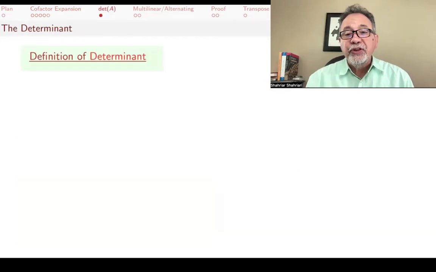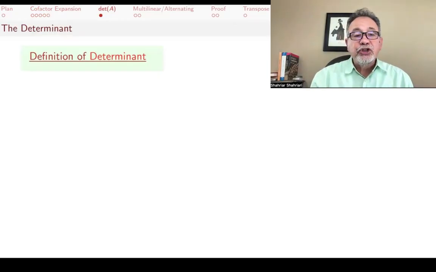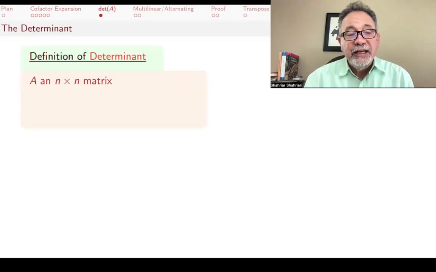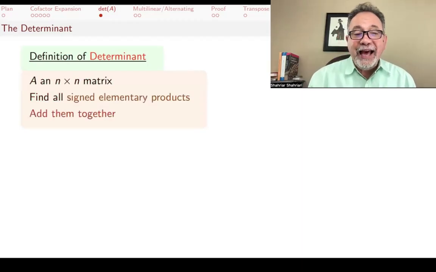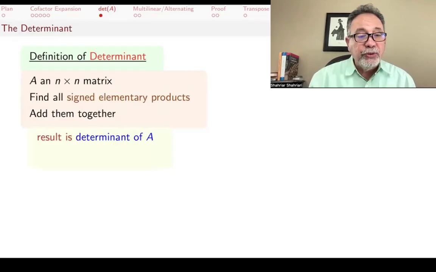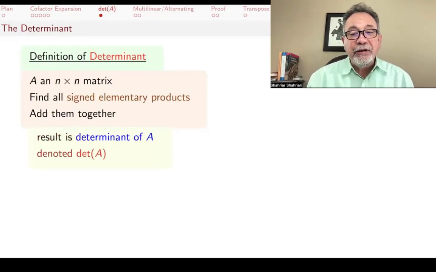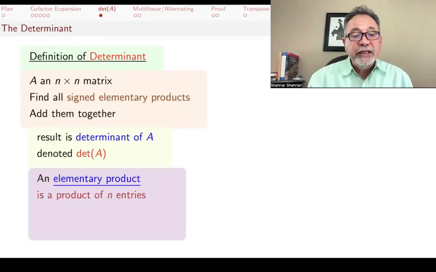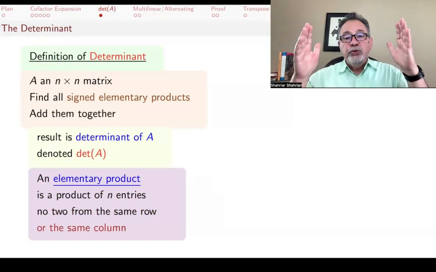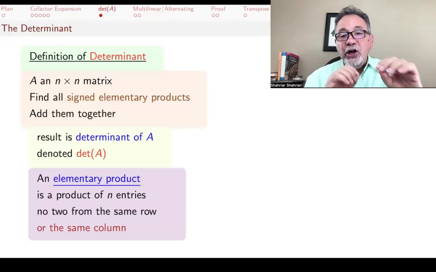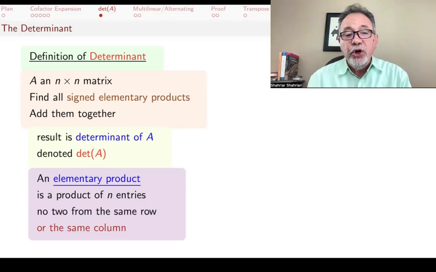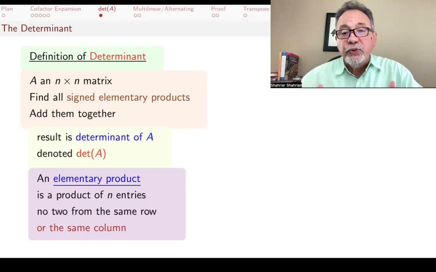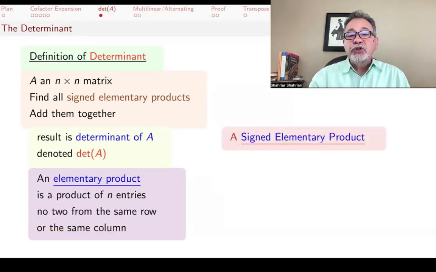Let me remind you of some of the things that came in previous videos. So, the definition of the determinant: the way I define determinants is that if A is an n by n matrix, you find all signed elementary products and then add them together. The result is called the determinant of A and denoted by det(A). And what's an elementary product? It's a product of n entries, no two from the same row or the same column. That means you take your matrix and you place n non-attacking rooks on it. You pick n entries, no two of which are in the same row or the same column, and you find the product of those. You multiply them together. That gives you an elementary product.